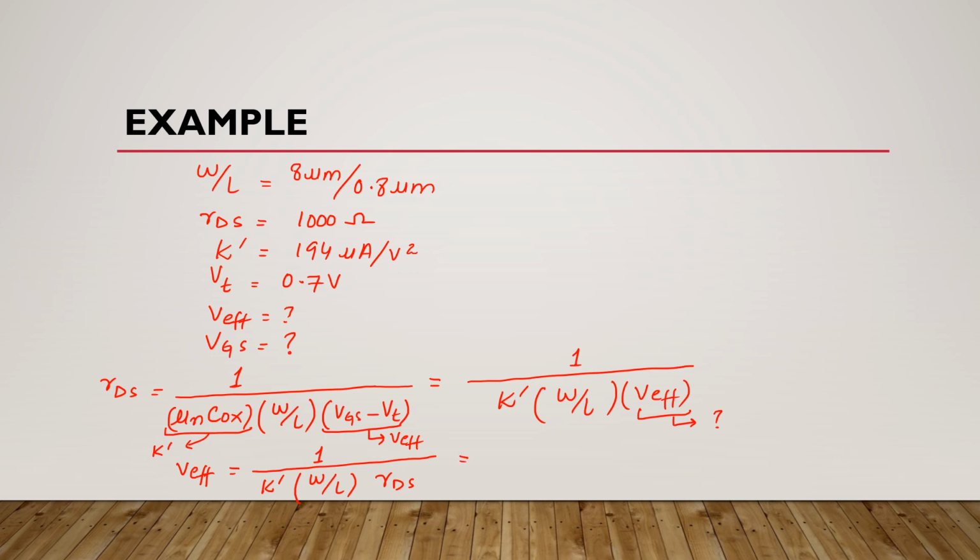Now we put all these given values here. This process transconductance parameter is 194 into 10 raised to the power minus 6, and this aspect ratio is 10, and the value of RDS is 1000. Now after solving this you will get 0.52 volts. So this is the value of effective voltage here.